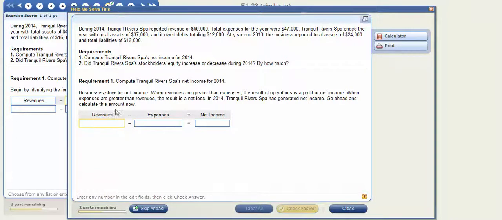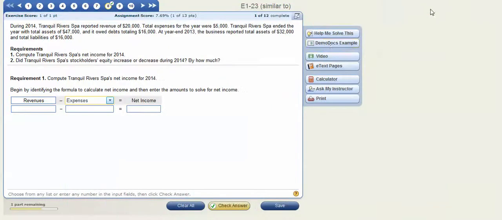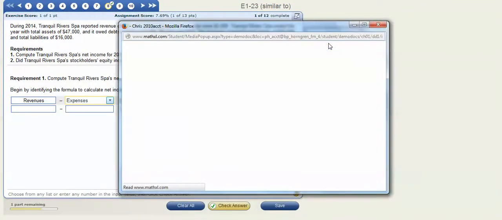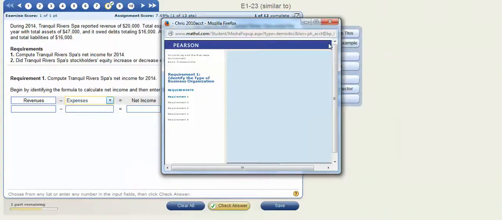So go ahead. They gave you that you need revenues minus expenses, which we calculated by ourselves. But they will talk you through step by step. That's one thing that you can use. Here is a demos doc, and it will help walk you through.